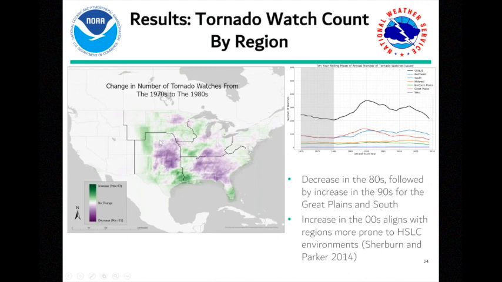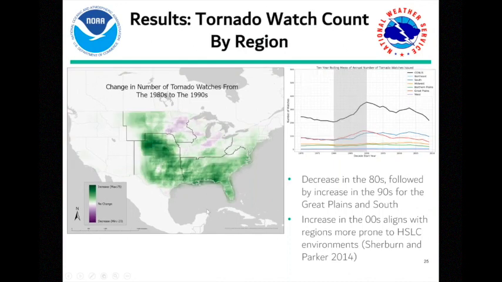For tornado watches, from the 70s to the 80s, we saw a gradual decrease across CONUS at this time. Again, this is mostly a result of the South and the Great Plains seeing a decrease as indicated by these purple colors on the map. From the 80s to the 90s is when we saw a surge in tornado watches.